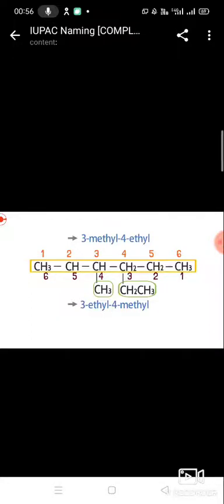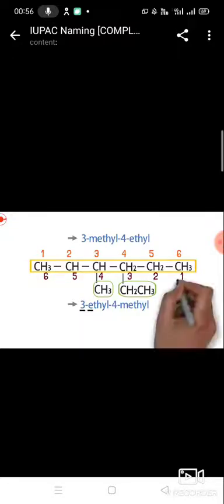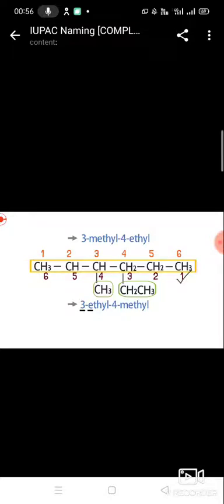Both are coming as a 3 carbon atom. But next you have to see the alphabetical order. Ethyl only comes first in the alphabetical order. So we have to choose 3 ethyl, 4 methyl as the correct numbering position.